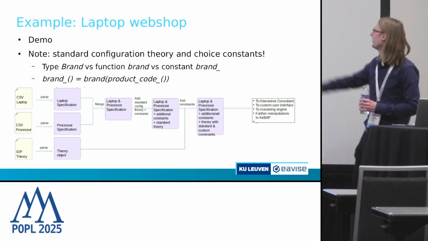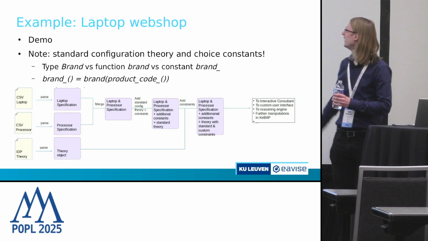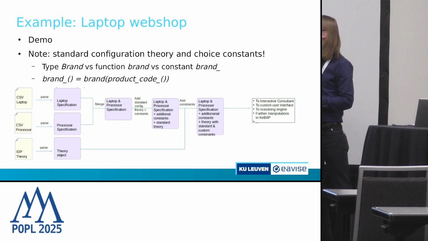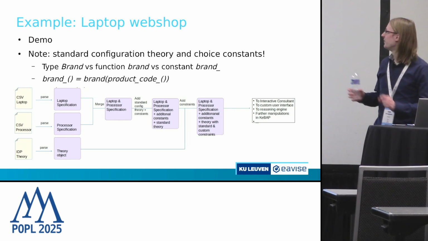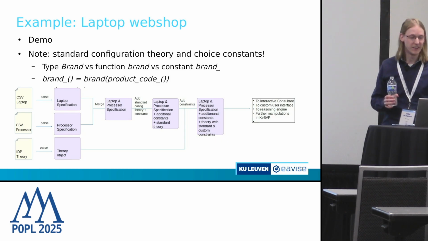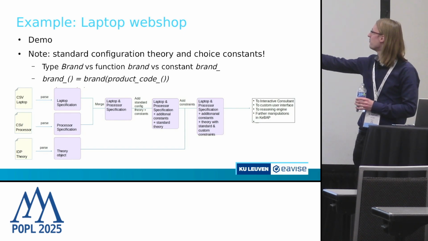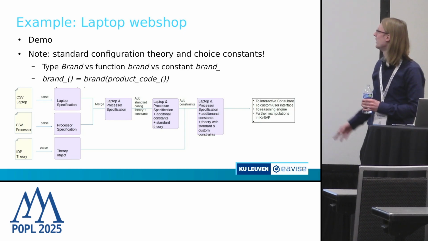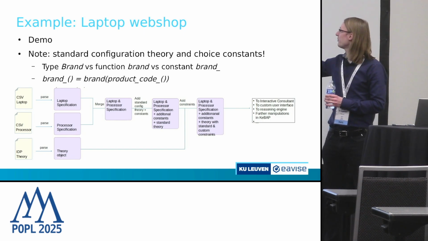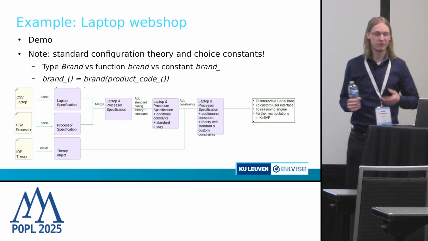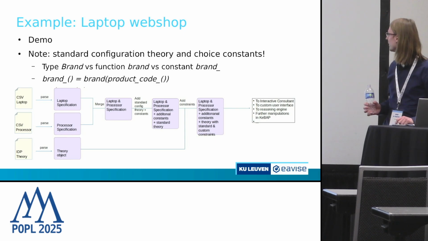And for this, I already introduced the type Brand with a capital B and a function brand to represent a row. And now I'm also introducing a constant brand_ with a trailing underscore, to represent the user choices. This underscore very conveniently gets automatically deleted by the interactive consultant, so it's not an issue. And now we can simply say that my brand constant must be equal to the brand of the chosen laptop.